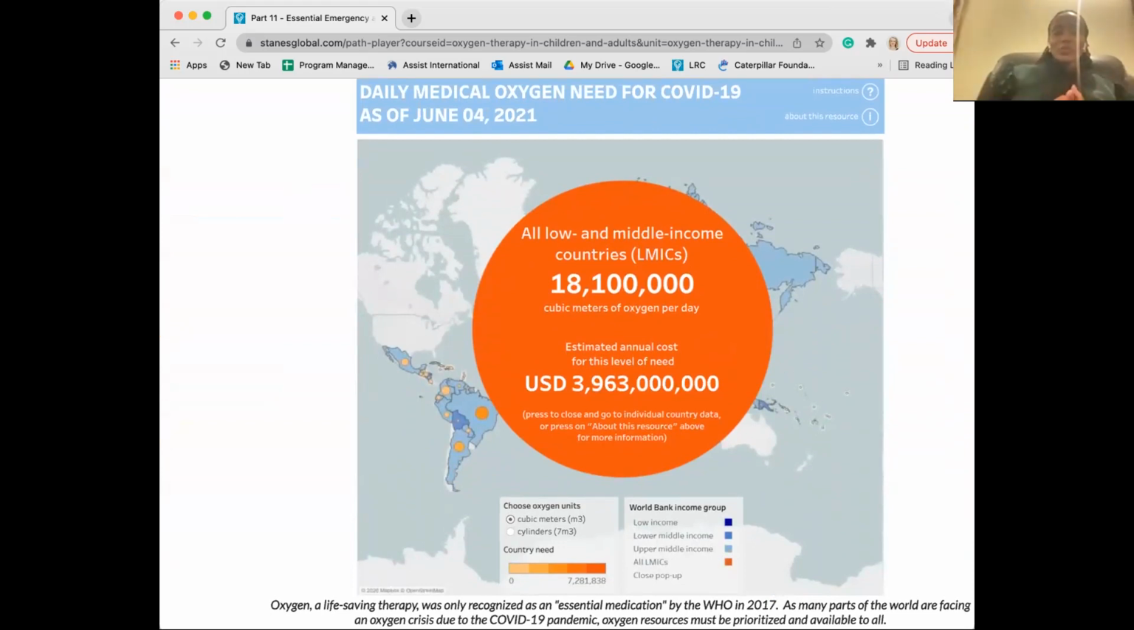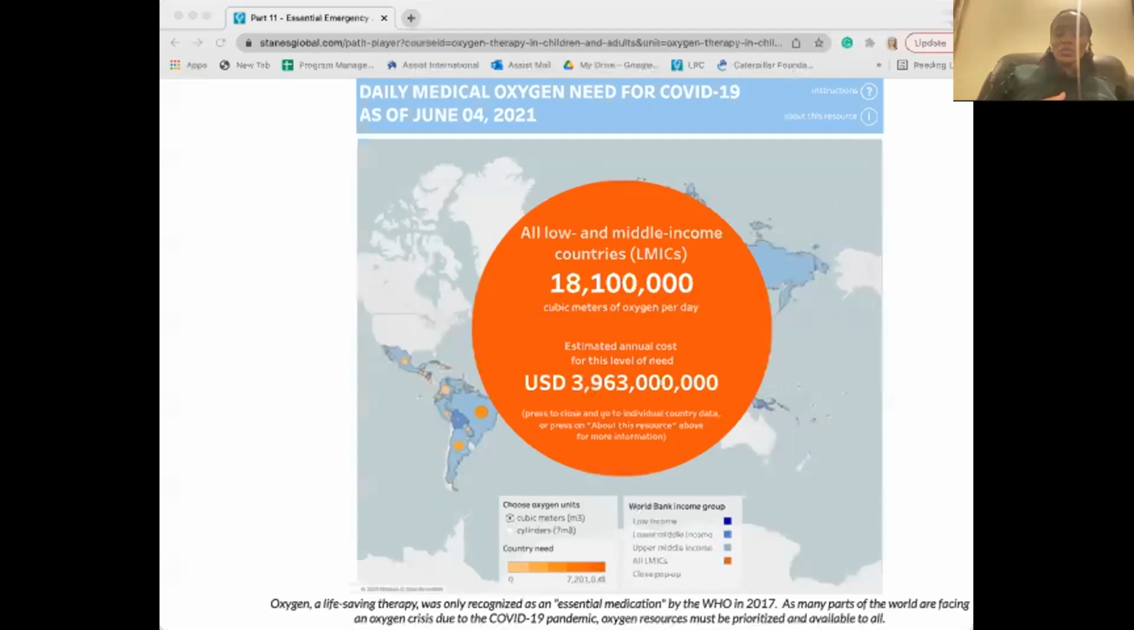This was put together back in 2021 during the COVID pandemic. It identified medical oxygen needs, and it was noted that all low and middle income countries require 18 million cubic meters of oxygen per day, and the estimated cost of that will be $3 billion US. During the COVID pandemic when this survey was done, it was realized that the LMICs have an increased need of oxygen, and at some point most of the LMICs are not able to meet all these needs of oxygen.